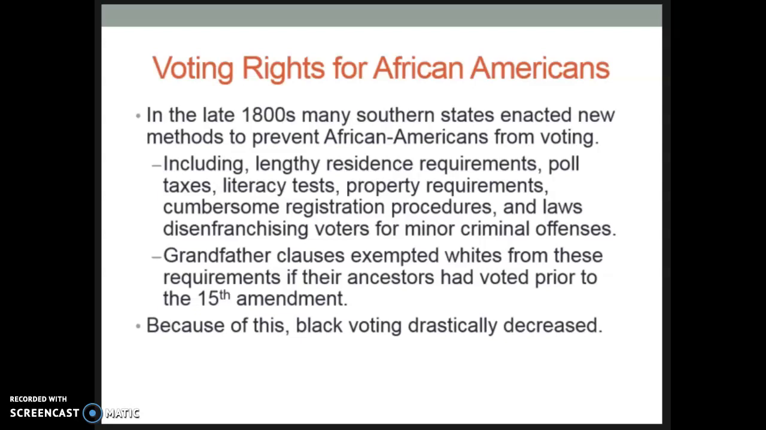So, in the late 1800s, many southern states enacted new methods to prevent African Americans from voting after the passage of the 15th Amendment. These included lengthy residency requirements, poll taxes, literacy tests like the one that you guys took in class, property requirements, cumbersome registration procedures, and laws that disenfranchise voters from minor criminal offenses. Grandfather clauses exempted whites from these requirements if their ancestors had voted prior to the 15th Amendment.